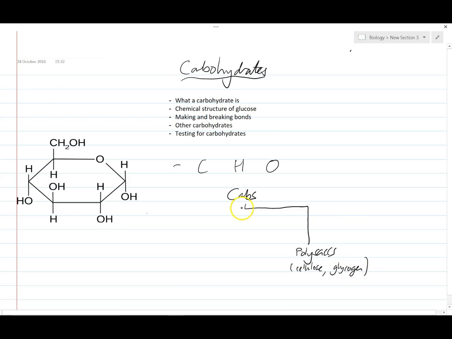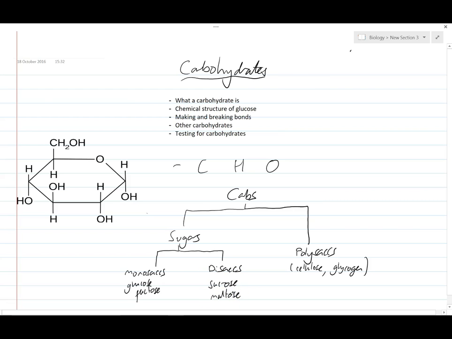And then we can come this way to our sugars. We can split these up into 2 little subgroups. So those are monosaccharides, which would be glucose, fructose, and you have your disaccharides, which would be sucrose, maltose.